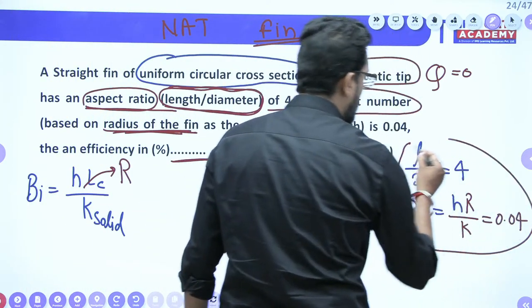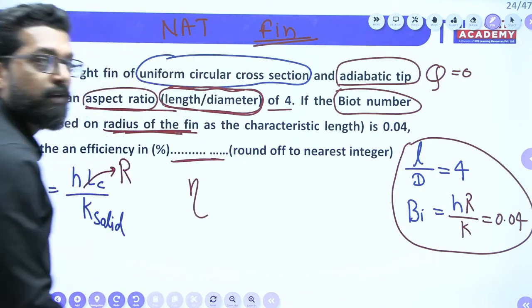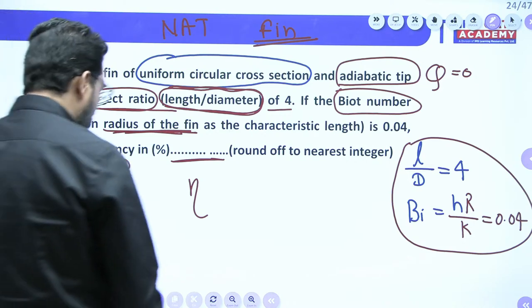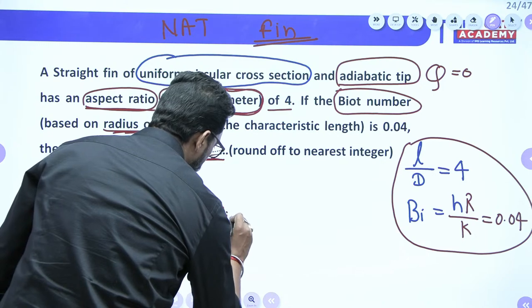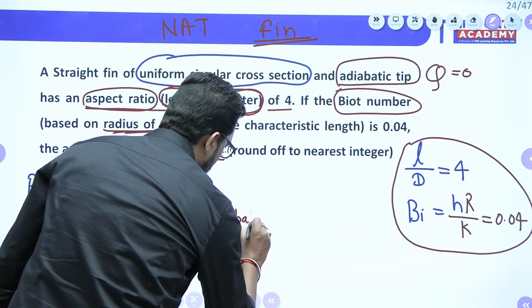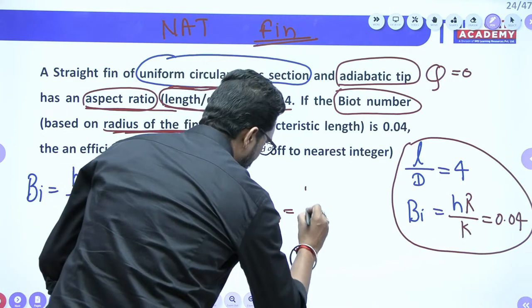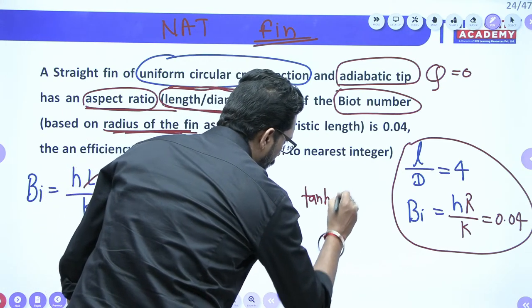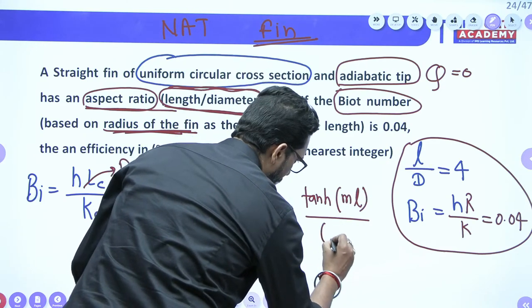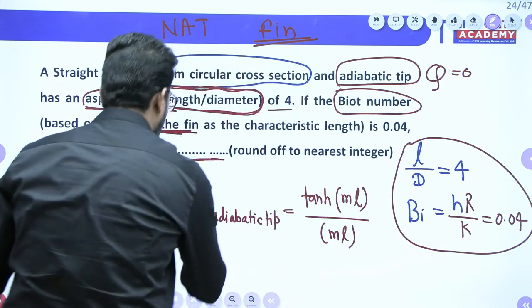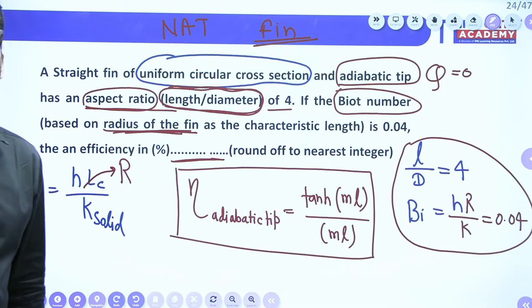From these two data, you have to find the efficiency of the fin. And the efficiency of the fin for the adiabatic tip is tanh(mL) divided by mL. This is your adiabatic tip efficiency.